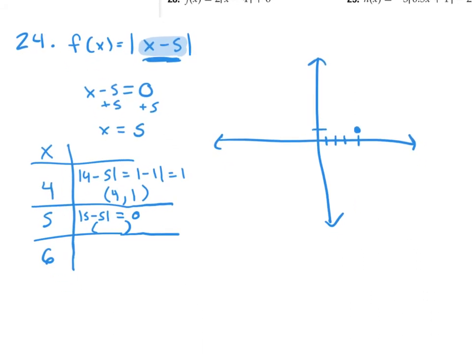We plugged in 5 and got 0. So what's our coordinate point? 5, 0. So we go to the right 5 and stay on 0.